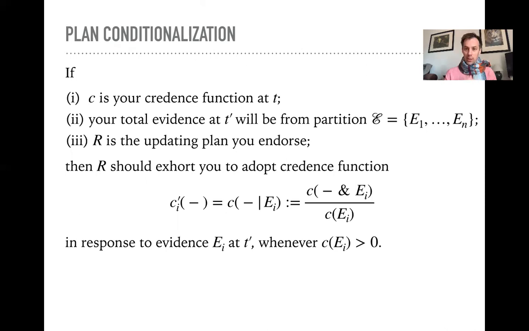So the idea is that at the earlier time you have two things: a prior credence function, and then an updating plan, a plan that tells you how you're going to update given the evidence that you receive. So let's suppose you've got this earlier credence function, C, your credence function at the earlier time t. And also let's assume, and some people think this is a bit of a restriction, other people think this is not in fact a restriction.